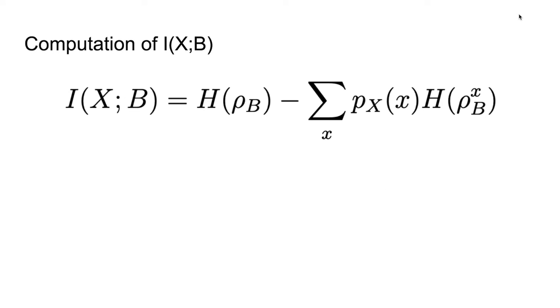Now that we know how to compute the entropy and we can get this rho sub b, we can implement this mutual information function. So we can compute the mutual information as a function of theta, and the plot will be shown in the future, and Hesham will explain it.